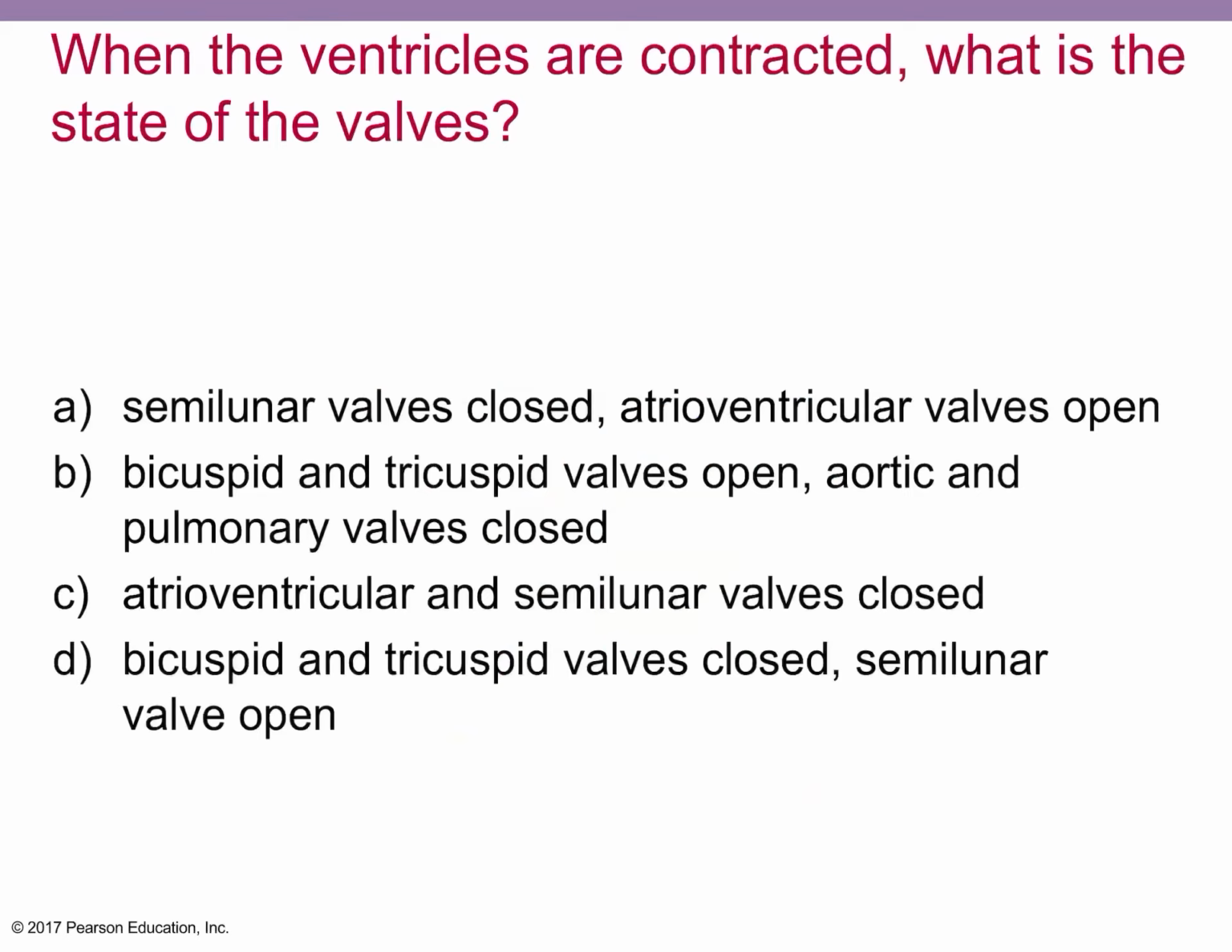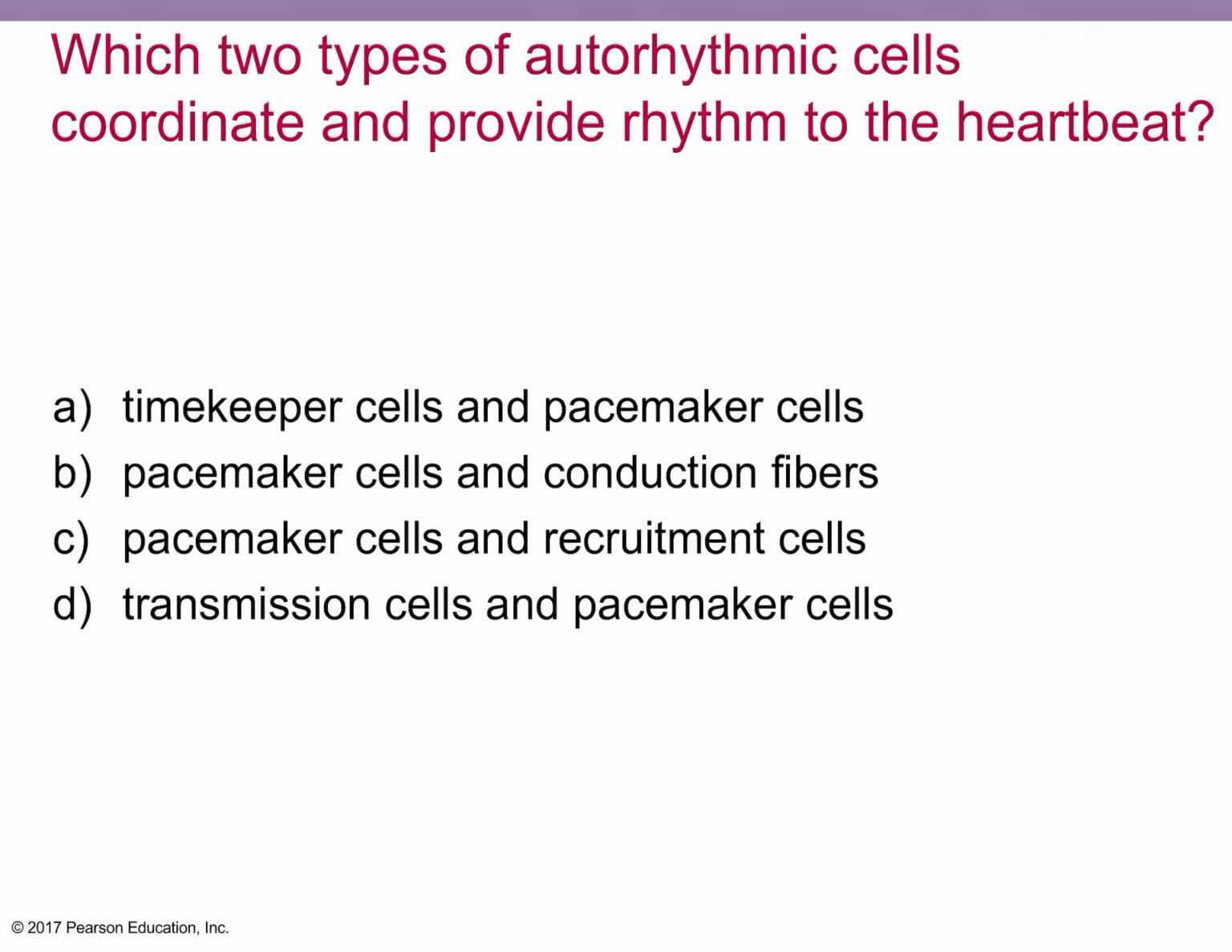All right, some review questions before we end part 1. When the ventricles are contracted, what is the state of the valves? Go ahead and pause it right now. So the ventricles are contracted. This is in full systole. Okay, so we should see that the bicuspid and tricuspid valves are going to be closed, but the semilunar valves are going to be open. So that's going to be letter D.